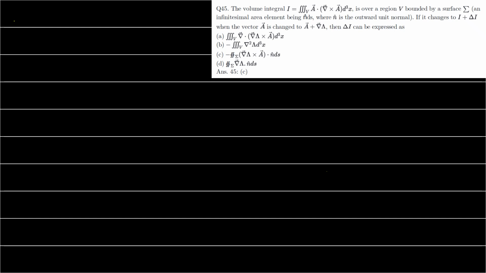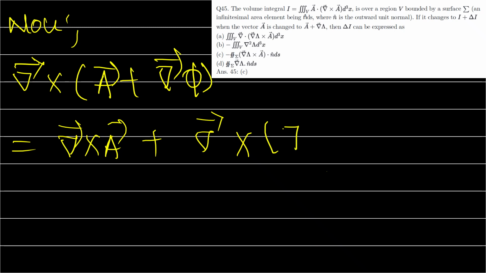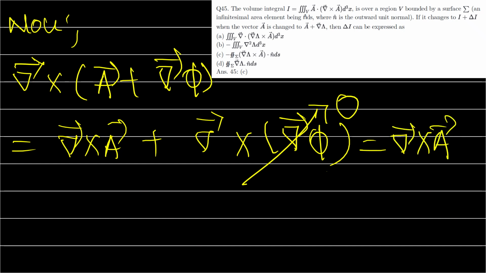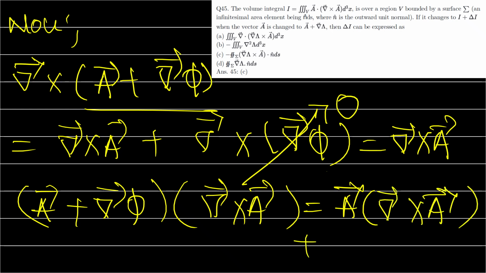Now what is the thing we have to evaluate? First, the curl of that thing, A plus grad phi. So this will be equal to the curl of A plus the curl of grad phi, and this value is nothing but 0 only. So it will be the curl of A bar. Now A bar or A vector plus grad phi, the inside thing of the integral, whole into curl of A bar will become A vector dot curl of A plus grad phi whole dot curl of A.